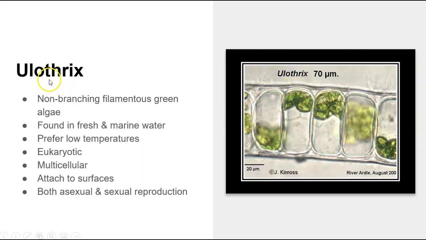There are different ways to pronounce this. The British way is Ulothrix, and the American way is to pronounce it as Lothrix. These are going to be non-branching filamentous algae. You're going to find them in fresh and marine water. They prefer low temperatures, such as temperatures in winter or spring. Of course, they're eukaryotic. These are going to be multicellular algae. They tend to attach to surfaces, and they can go through reproduction both sexually and asexually.